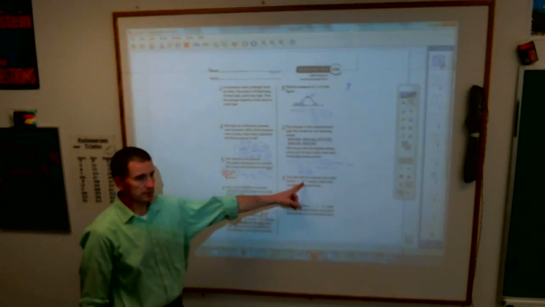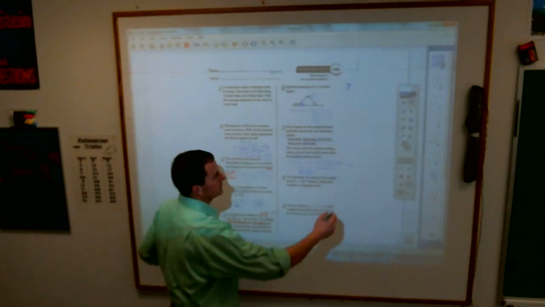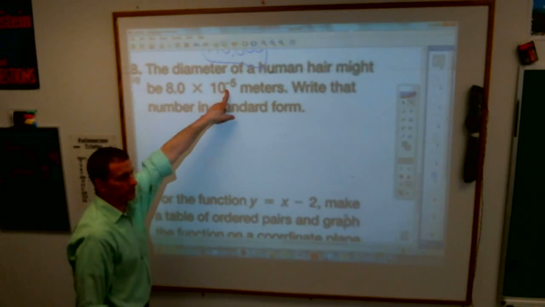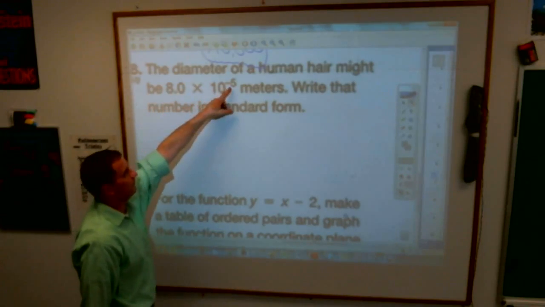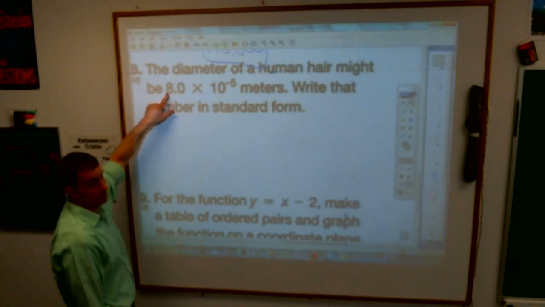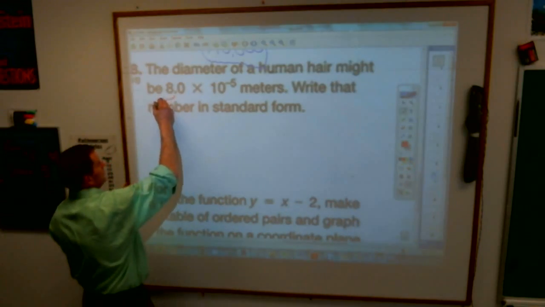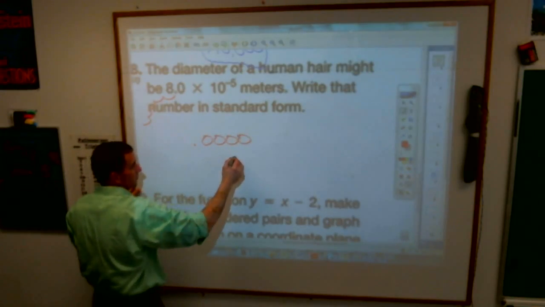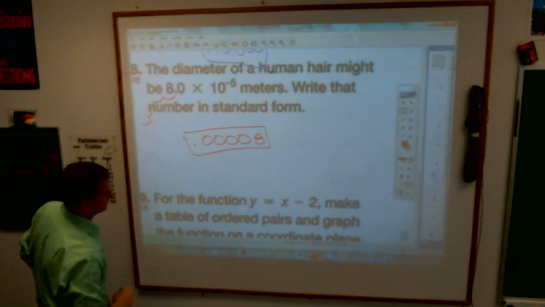Don't forget, negative exponents means it's a decimal number. Which one are you looking at? Number 8. Okay, negative exponents mean you move the decimal backwards, it becomes a decimal number. And you move it 5 places backwards. One of those places gets taken up by the 8, so there are 4 zeros in front of that. You just take the decimal and come back 1, 2, 3, 4, 5. So it's going to be 0.00008 as a decimal in standard form.